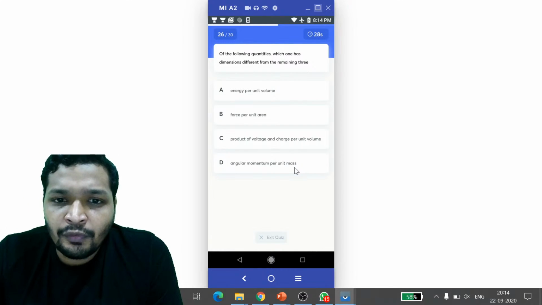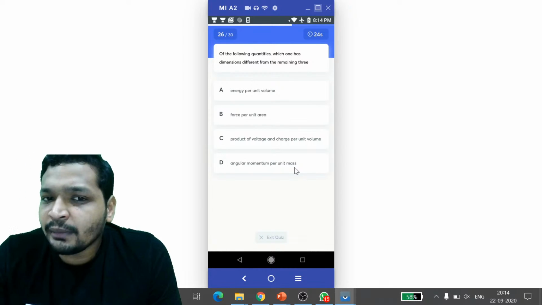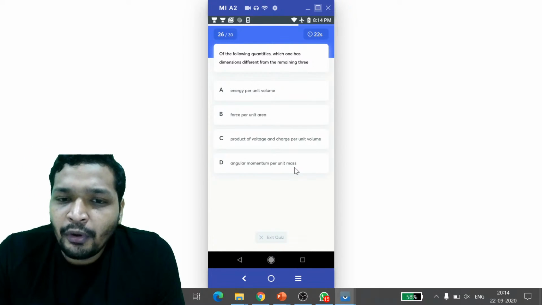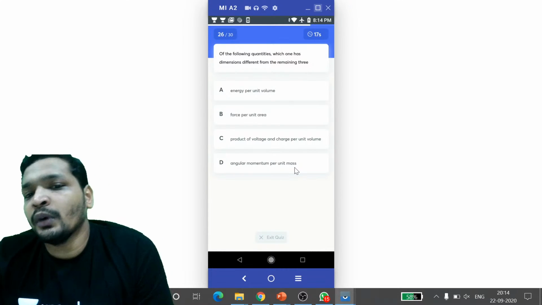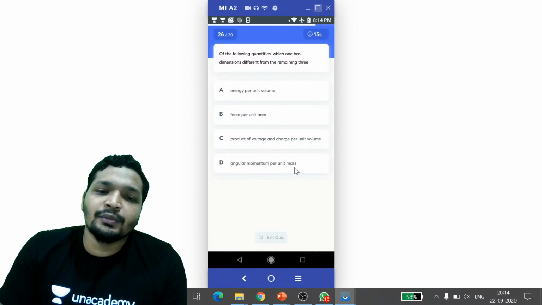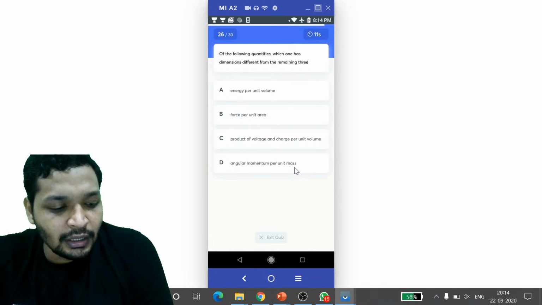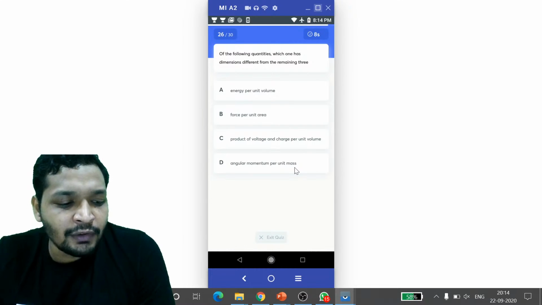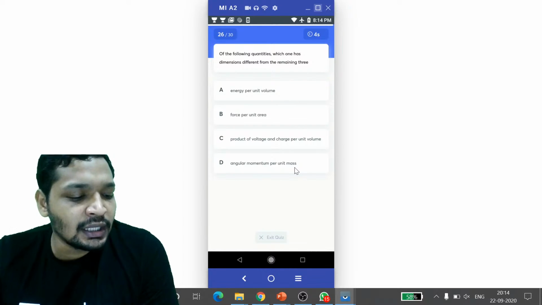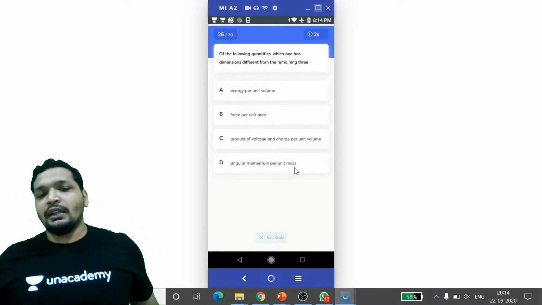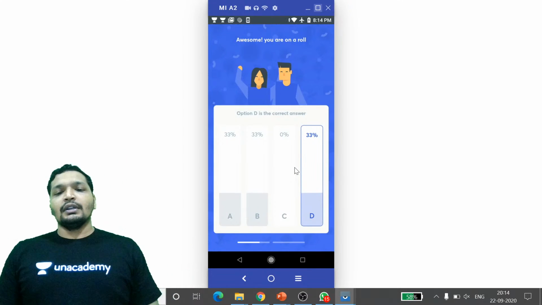Now product of angular momentum per unit mass, I think this one has a different dimension. Product of charge and voltage per unit volume, basically work done per unit volume. So I think it's D. Let's check it out, but I don't know what answer. So anyway, if you have done 1, 2, A and B, directly have a look at D. It's single correct one, so probably it's D. But Q into V will also give you only work done. Okay, good.